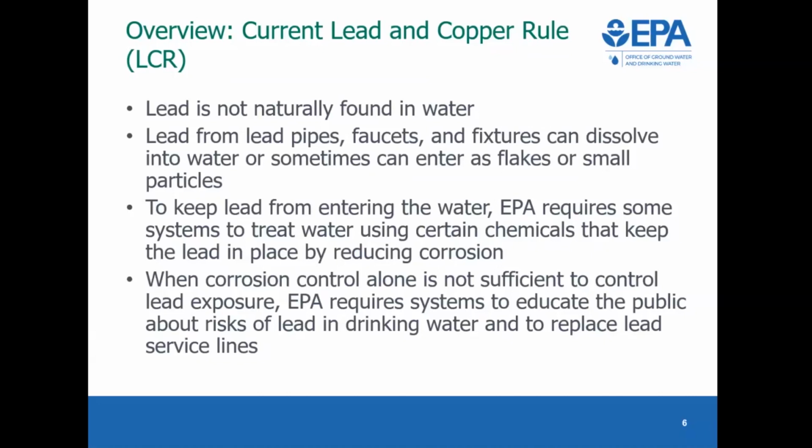So when lead levels are high, EPA requires that systems treat water using chemicals that keep the lead in place by reducing corrosion. So when corrosion control is not enough in and of itself, there are additional requirements in the treatment technique. Systems must conduct public education to educate consumers about the risks of lead, and they must also begin to replace their lead service lines in the system.